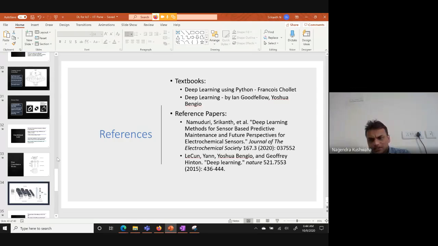Okay, sir. I'm taking the next question. How can we make the output of deep learning network more explainable and understandable rather than a black box?